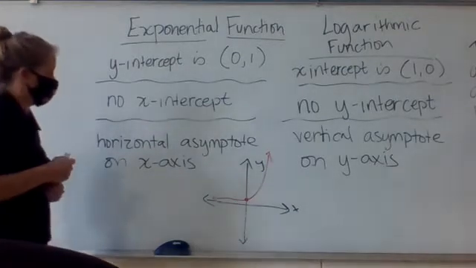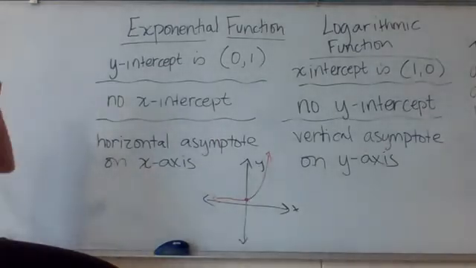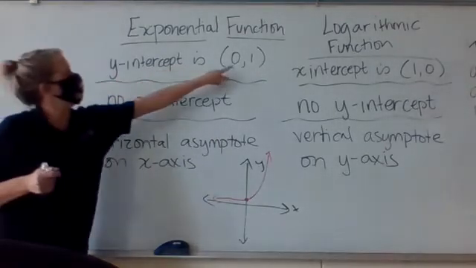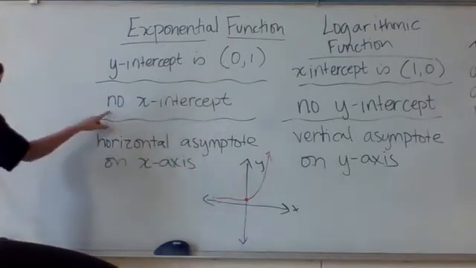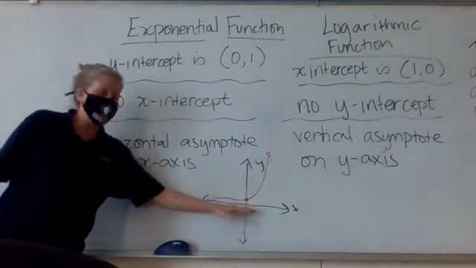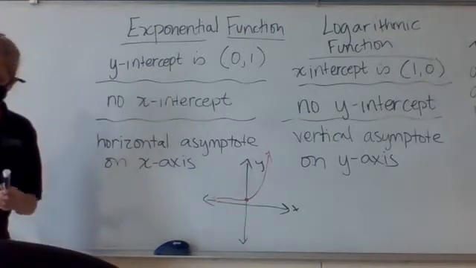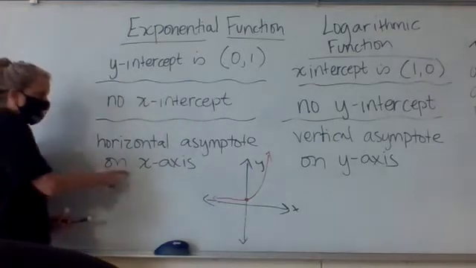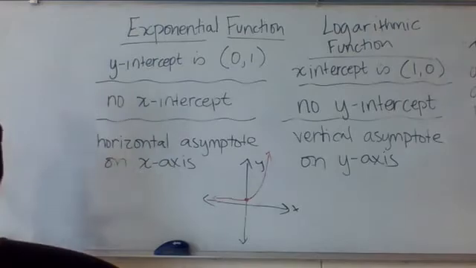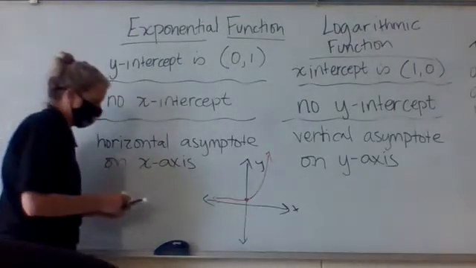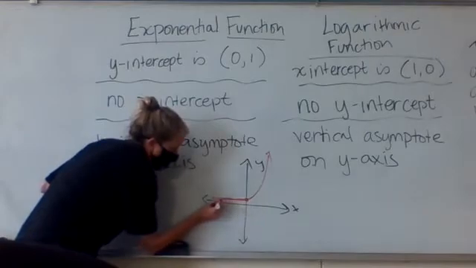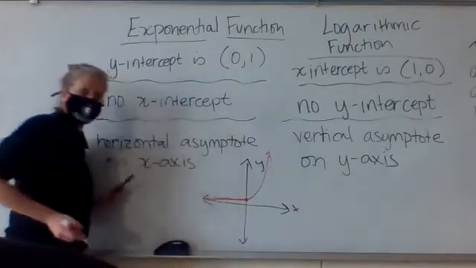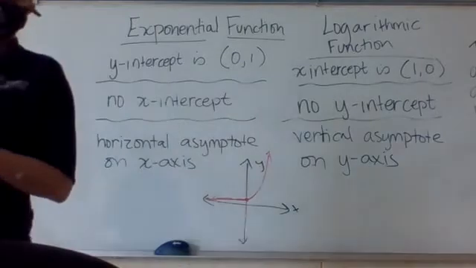It has some characteristics that we need to talk about. It crosses through the y-axis at +1. There is no x-intercept. It doesn't ever cross the x-axis, and that is because there's a horizontal asymptote on the x-axis. So if you'll notice, this right here just constantly gets closer to the x-axis, but it doesn't ever touch it or cross it.